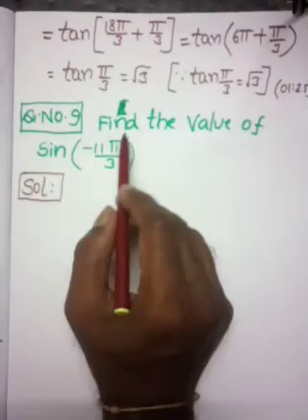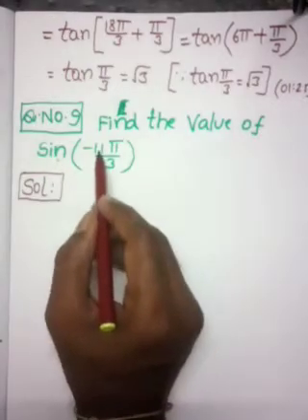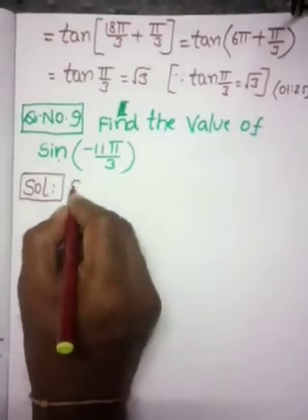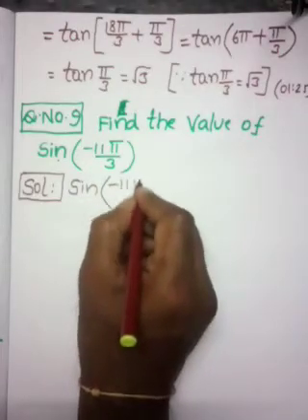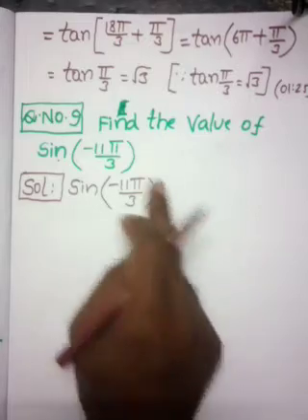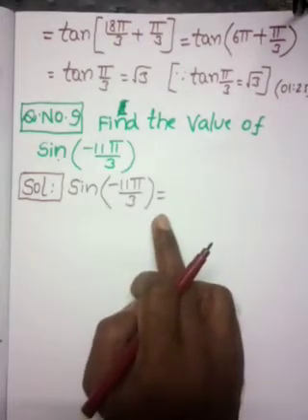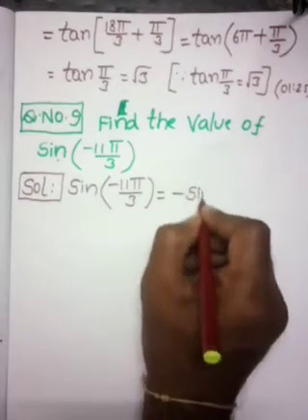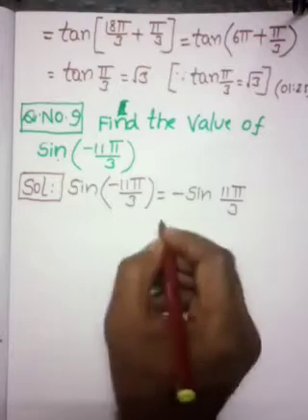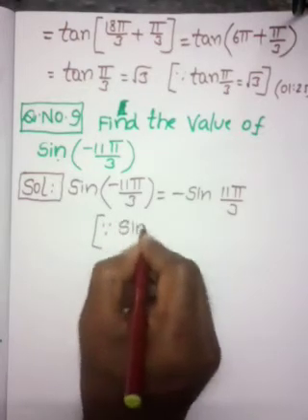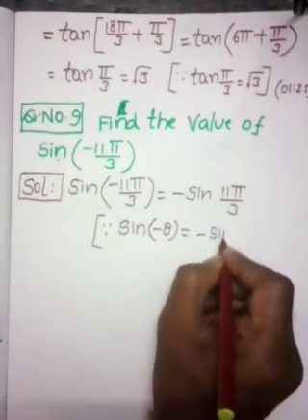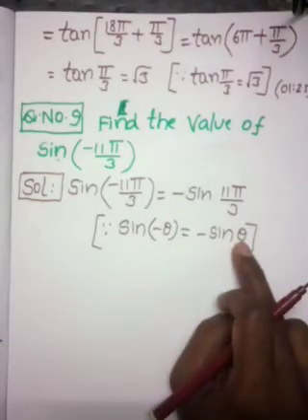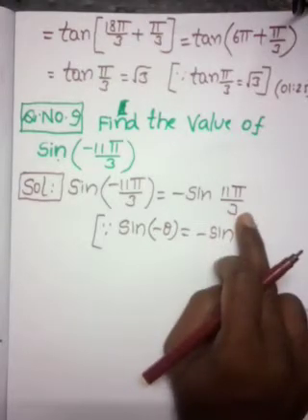Question number 9. Find the value of sine of minus 11 pi by 3. Understood this question, my children? Right. Sine of minus 11 pi by 3. If we observe this angle, it is a negative angle. If a negative angle is given, we have to use sine of minus theta is equal to minus sine theta. So what will you get here? Minus sine 11 pi by 3, because sine of minus theta is equal to minus sine theta. We used this formula to get this step. Understood this step, my children?